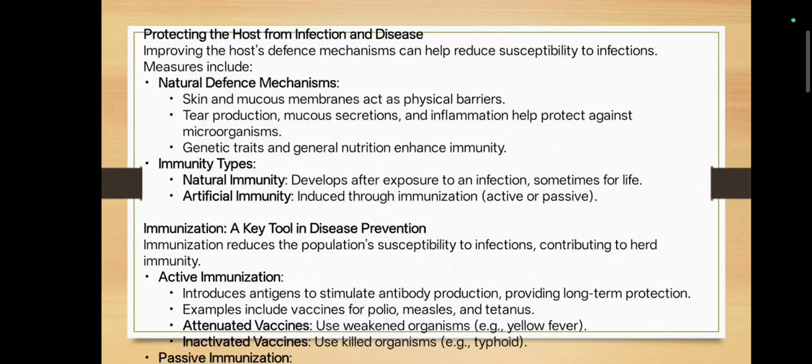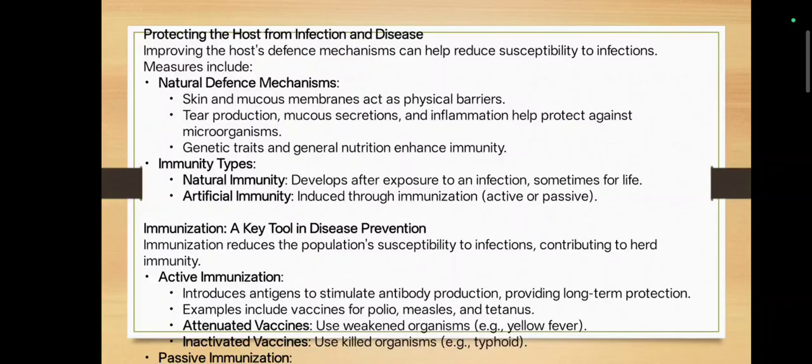Immunization is a key tool in disease prevention. Immunization reduces the population's susceptibility to infections, contributing to herd immunity. Active immunization introduces antigens to stimulate antibody production, providing long-term protection. For example, it includes vaccines for polio, measles, and tetanus.